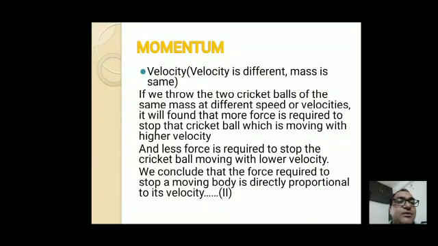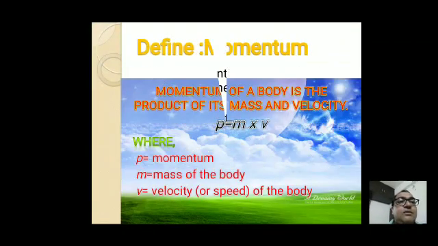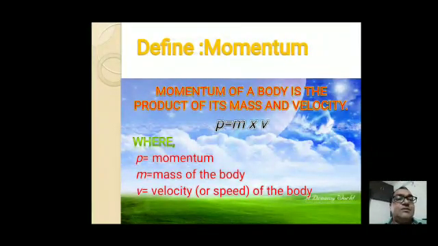This is equation number 2, and we have learned equation number 1. We can combine both and understand that the quantity of motion in a body depends on the mass and velocity of the body. This gives another term known as momentum. So students, this is known as momentum. Now how can we define momentum? We define it as: the momentum of a body is the product of its mass and velocity. Students, this is the definition of momentum.